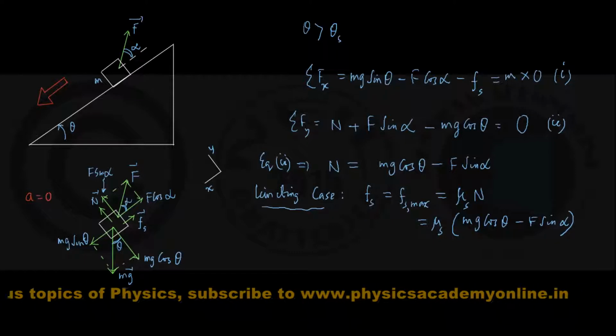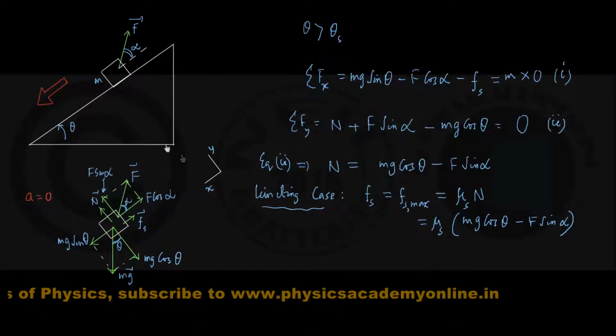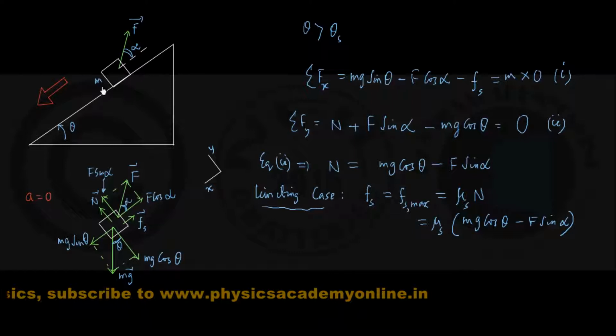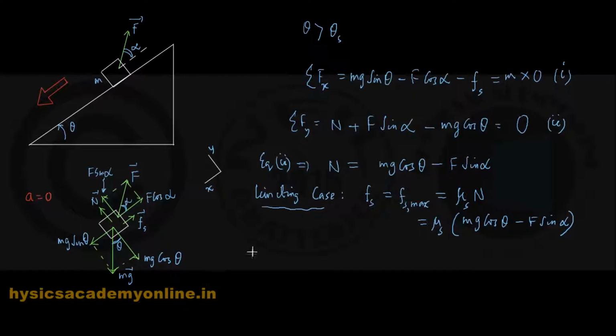Remember, this is the value of static frictional force when the block is on the verge of motion down the incline. We shall put this value of Fs max in my equation number 1 and see what is the lower limit of the applied force F.